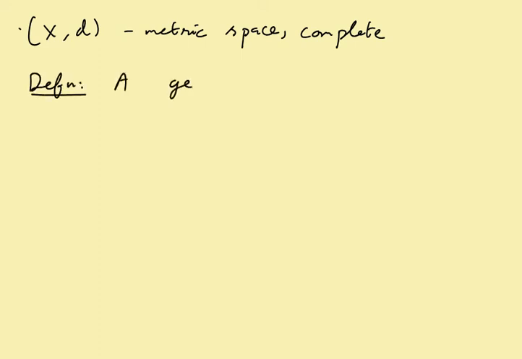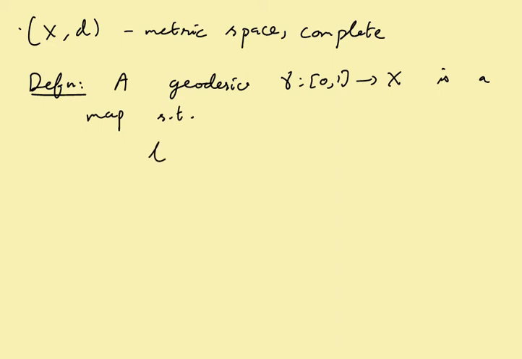So a geodesic, gamma mapping [0, 1] to X, is a map, which means a continuous function, such that the length of gamma is the distance between gamma of 0 and gamma of 1. A more accurate way to say this is a map from [0, 1] to X is a geodesic if its length is the distance between gamma of 0 and gamma of 1. Well, what do I mean by length here?